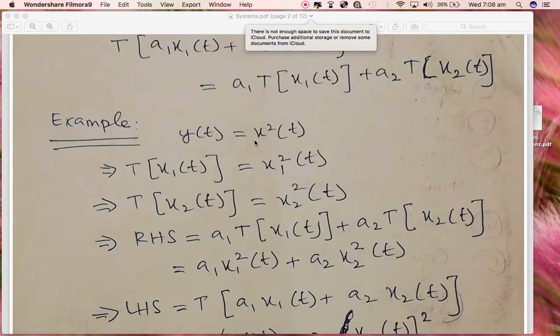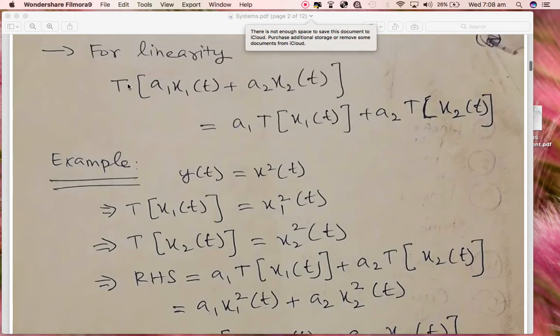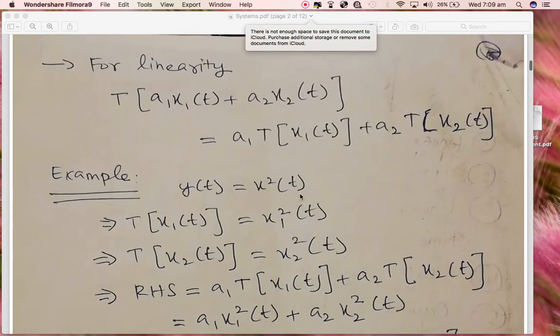So what kind of transformation is the system doing to the input? The capital T is basically indicating the transformation. What kind of transformation is the system doing to the input? It is taking the square of the input. So for that equation, we have to prove it for linearity or non-linearity. We have to put the values in that equation and see whether that equation is obeyed or not.